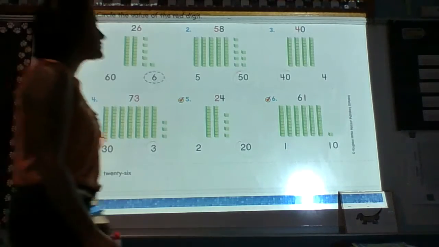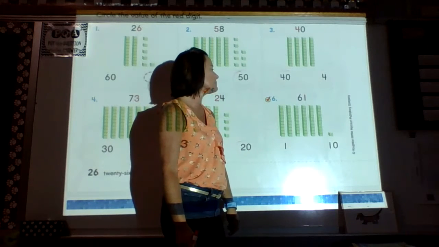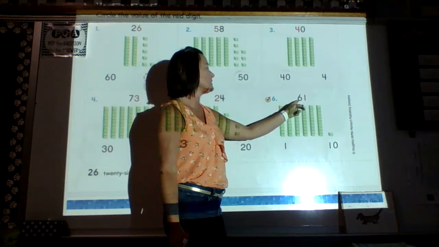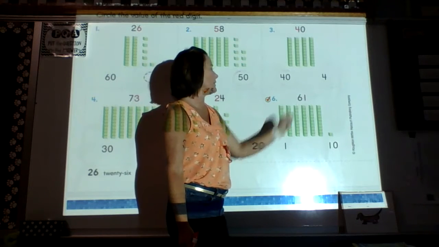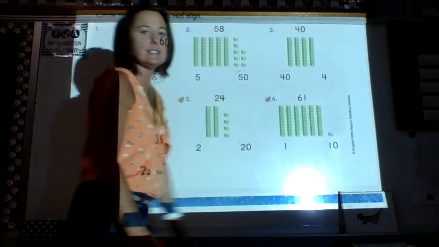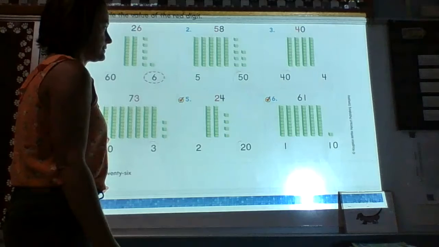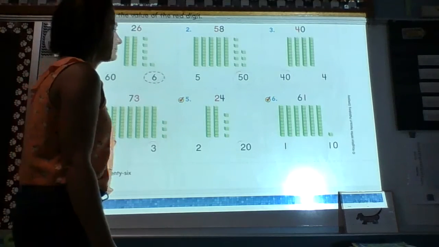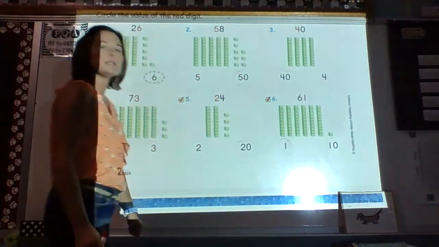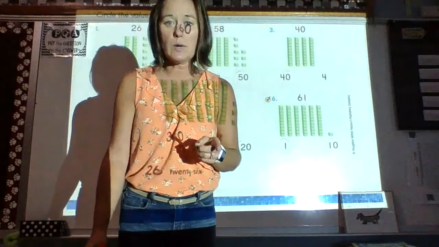And finally, number 6. 6 rods is 6 groups of 10 and 1 single. Identify the number. It is 61. What place value does that 1 hold? Is it the tens place, or is it the ones place? Here, 1 little single.